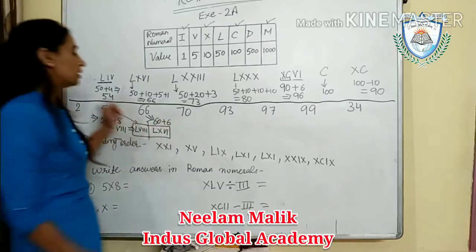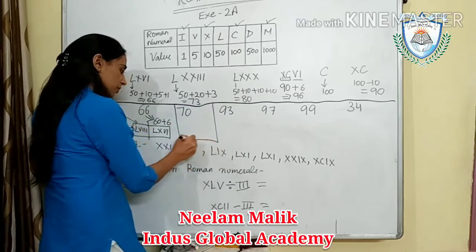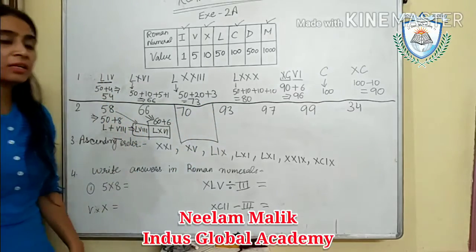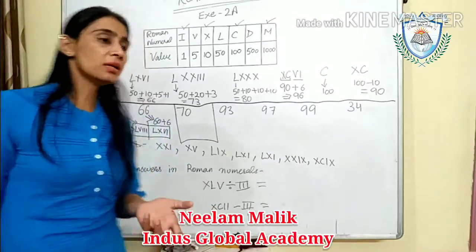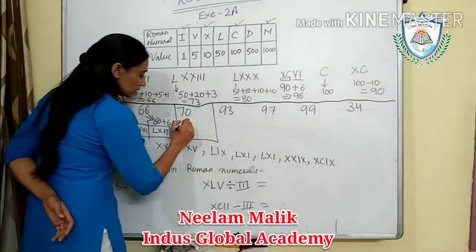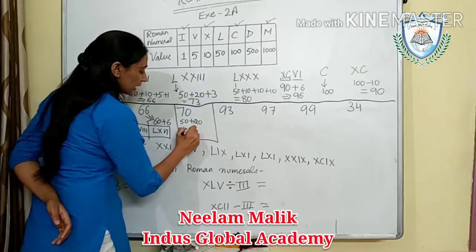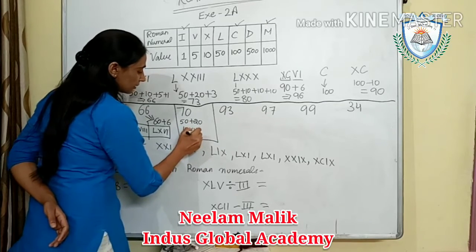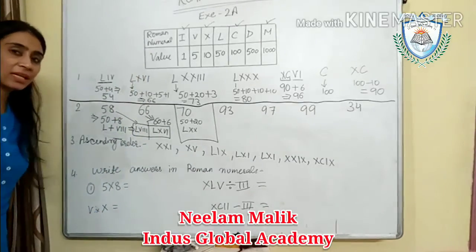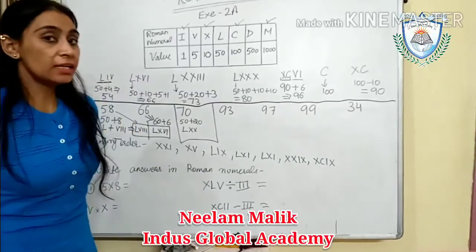Now next is 70. How to write 70? 70 is 50 plus 20. And we know 50 is L and 20 is XX. So we will write here LXX. Okay. Next is 93.